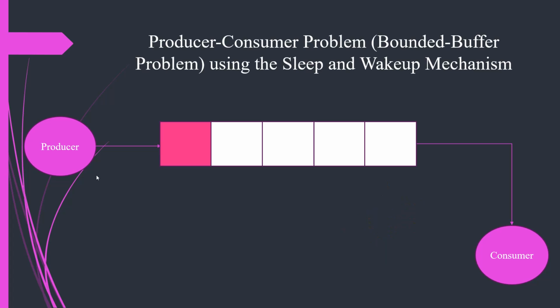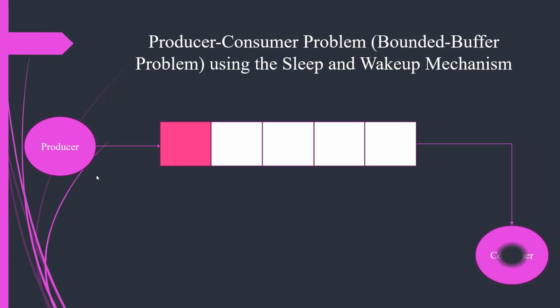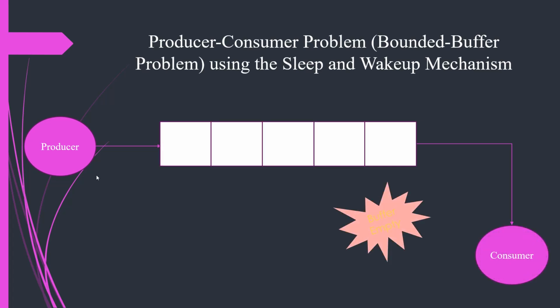Okay, and we also have to know that if there is a single space in the buffer, the producer definitely has the chance to fill it. At the same time, if there is a single item in the buffer, the consumer has the chance to take the item. The only thing is, at least one space should be there for the producer, and at least one item should be there for the consumer.